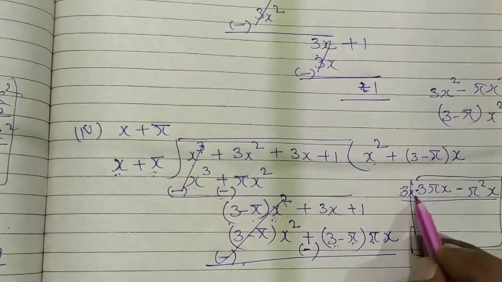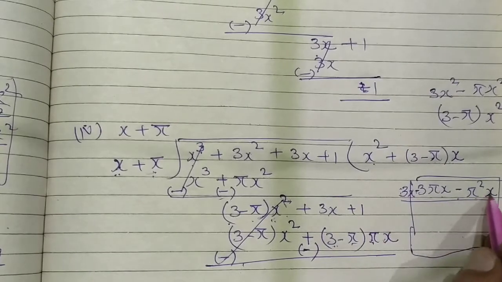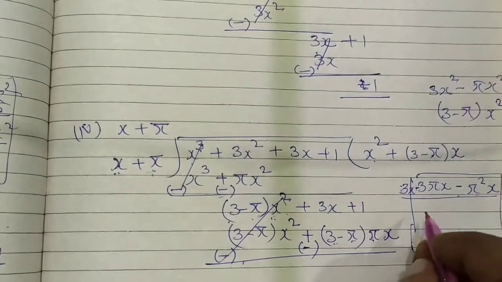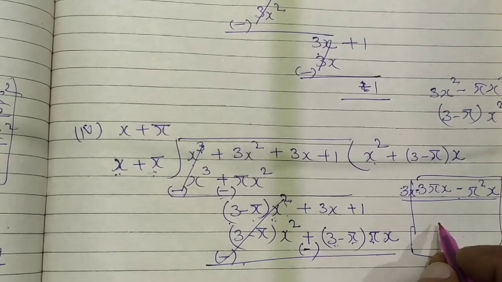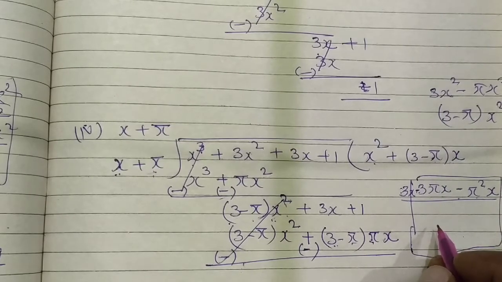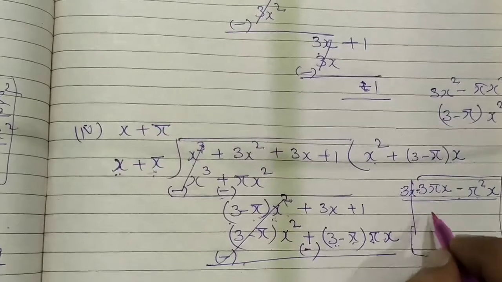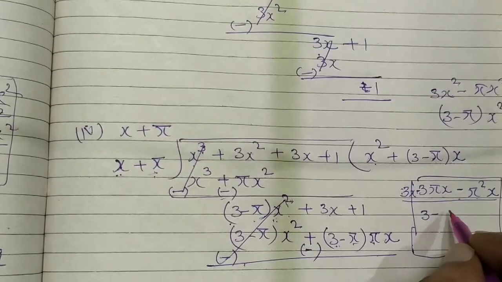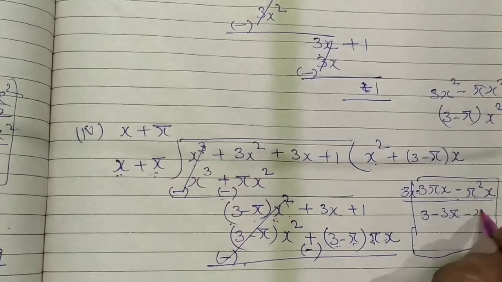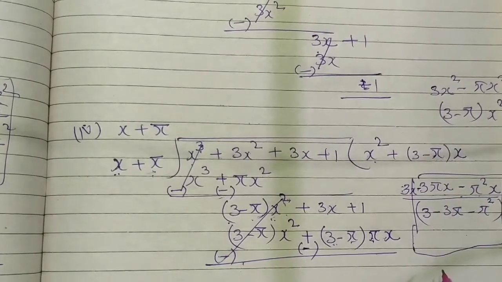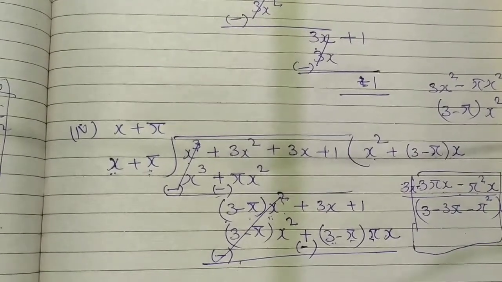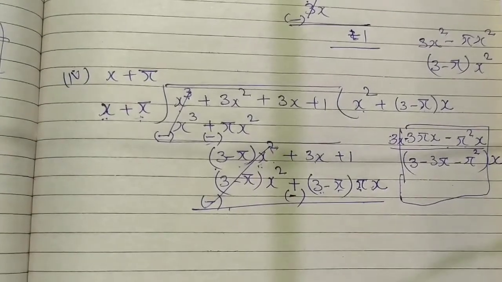So out of these three terms, 3x minus 3 pi x minus pi square x, what is common? Can we take anything common here? Yeah, I think we can take x common here. Okay, let's take x common. Then what will be left? 3 minus 3 pi minus pi square. This will be left if we take x common.